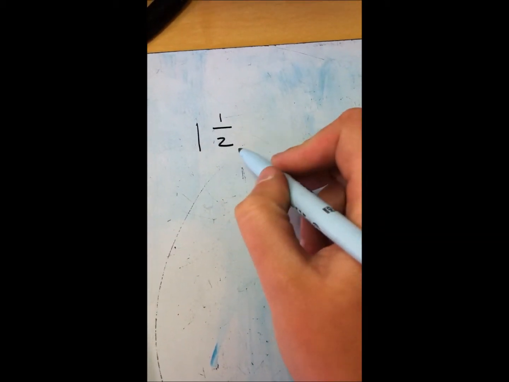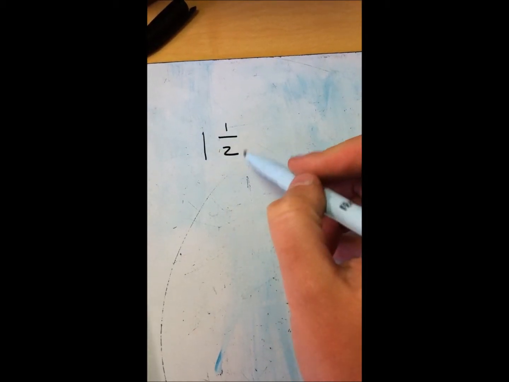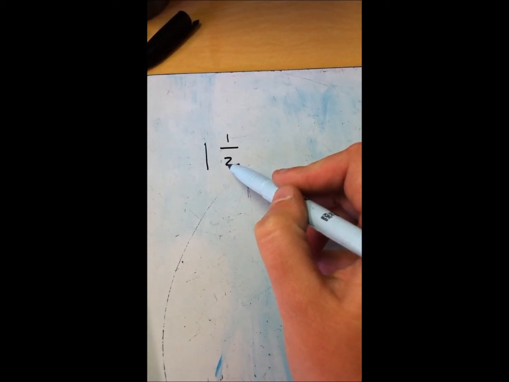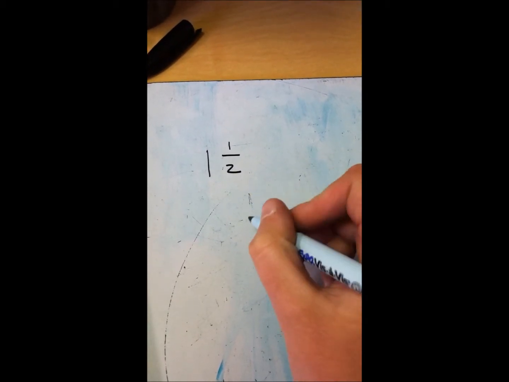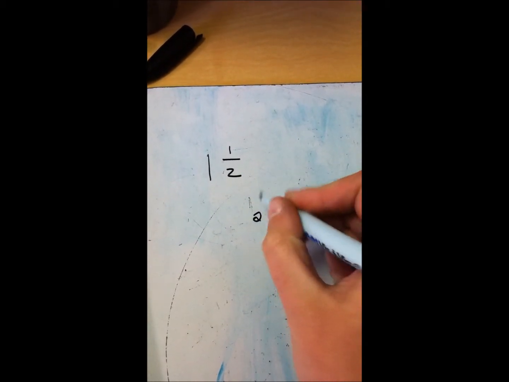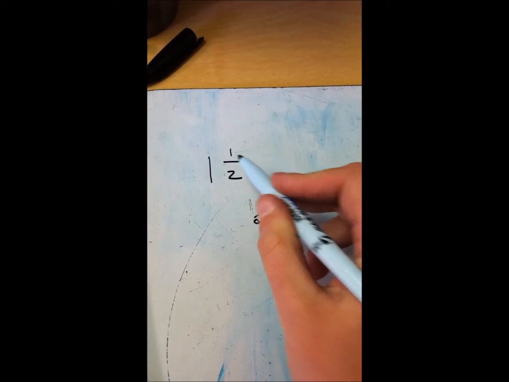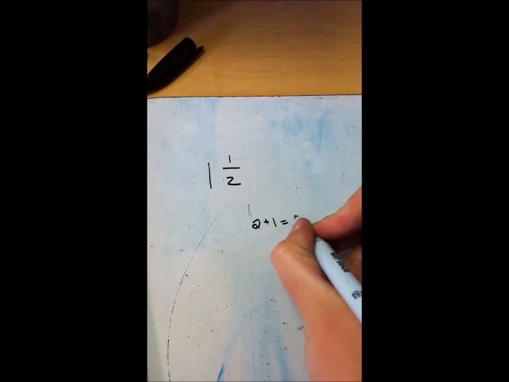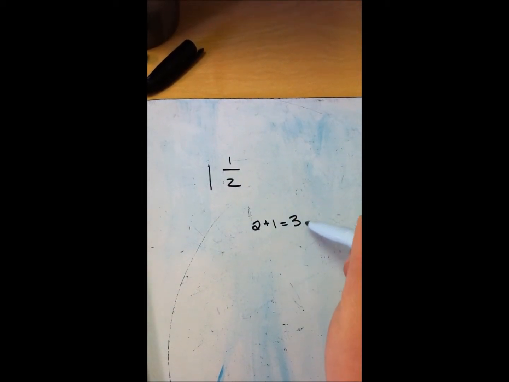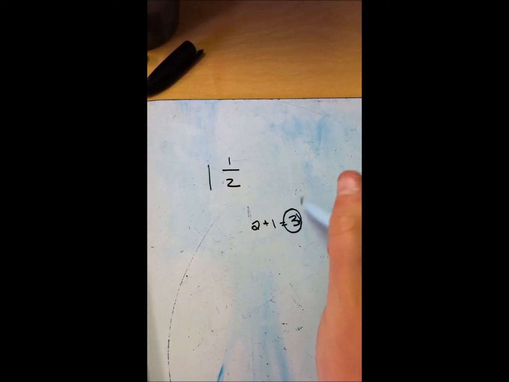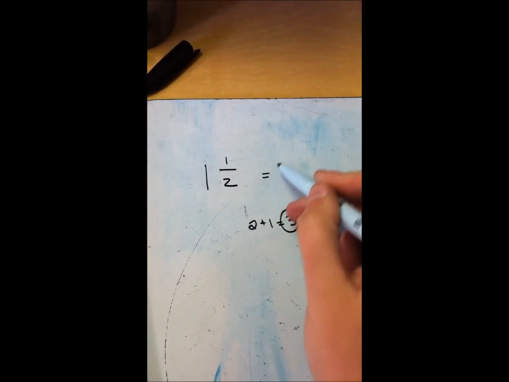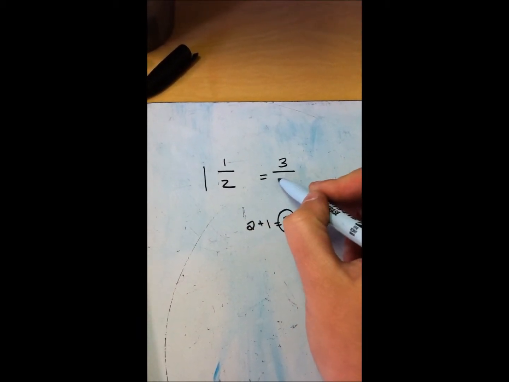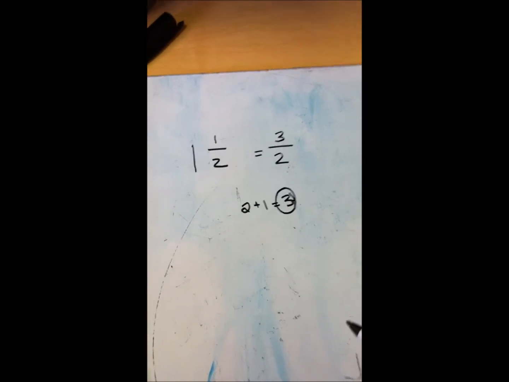What you need to do is essentially remember how we talked about making the circle. 1 times 2 is 2, plus 1, your numerator right here, equals 3. This 3 right here is going to be your new numerator, and your denominator stays the exact same.